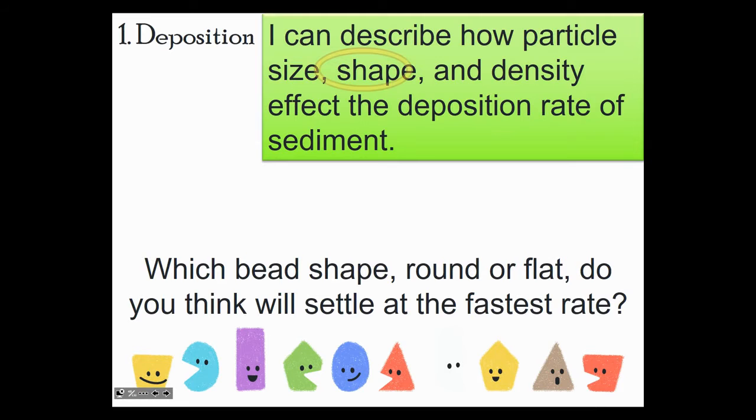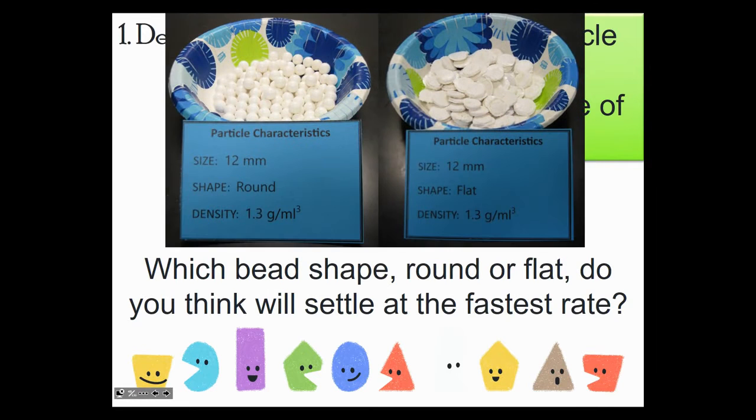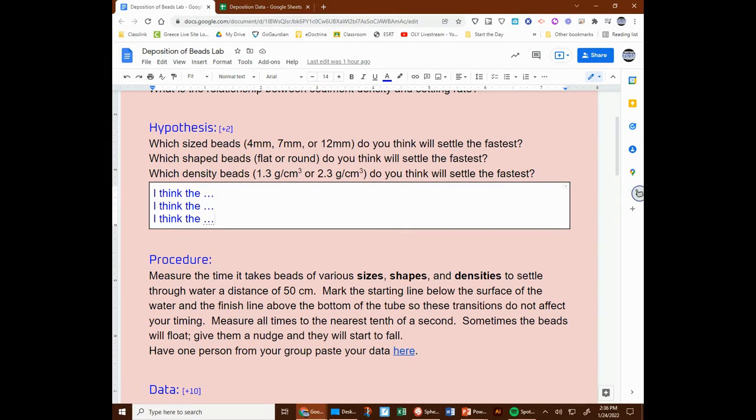We're also going to have different shaped beads, not just size, but different shape. Notice that these beads have the same density. They have the same size. They're both the same 12 millimeter bead. One of them was just flattened out. Which of these do you think will settle at the fastest rate, the round or the flat? Put your hypothesis as the second line in your hypothesis in the lab.